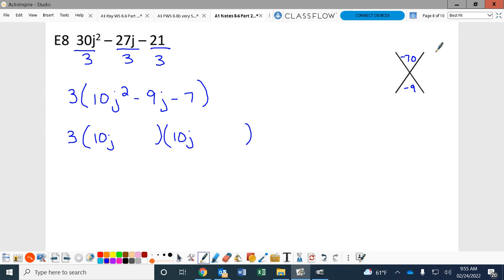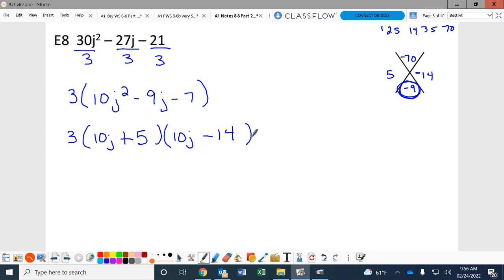Okay, guys, start with 1 and 70, 2 and 35. That's still too far apart. 3 won't, 4 won't, 5 won't, 6. Oh, wait, 5 might. What's 5 go into it? How many times? 14. Those are 9 apart. There it is. 5 and 14. Which one has to be negative? The 14. How do I know that one's got to be negative? Because the bottom number is negative, which means I need the bigger number to be negative. I take that 5, I put it here as plus 5. I take that 14, I put it here as minus 14.